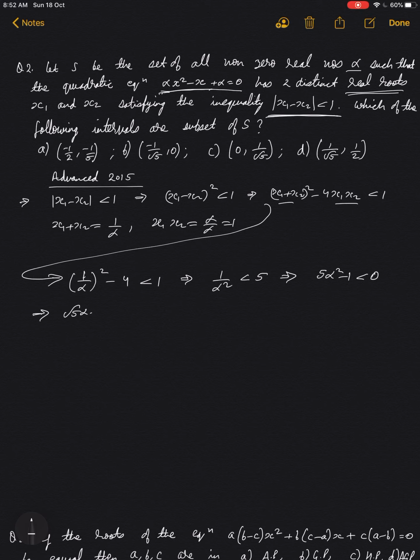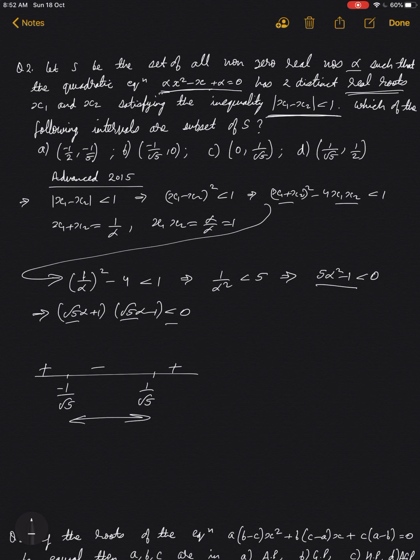Simplifying this, what we can have? (root 5 alpha plus 1) and (root 5 alpha minus 1) is less than 0, because a squared minus b squared is (a plus b) into (a minus b). Now draw the number line. Critical points are minus 1 by root 5 and plus 1 by root 5. Now at both places the coefficient of alpha is positive. So we have to start with positive, positive, negative, positive. Now we want it to be negative, less than 0. Less than 0 means in this range. It should be between minus 1 by root 5 to 1 by root 5.